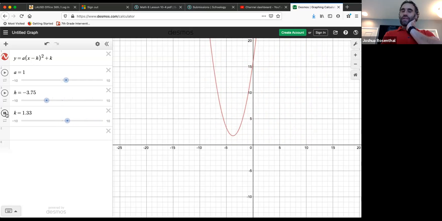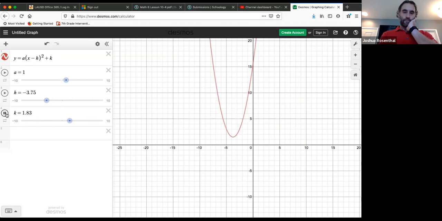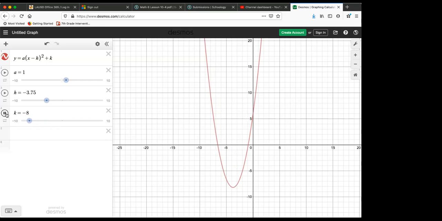Now I can move it anywhere because I can think of it simply in terms of translating it up and down and left and right. I can move it wherever I want. I can make it wider or steeper and I can turn it upside down. I can get anything I want out of this. See? So vertex form is the easiest to graph.